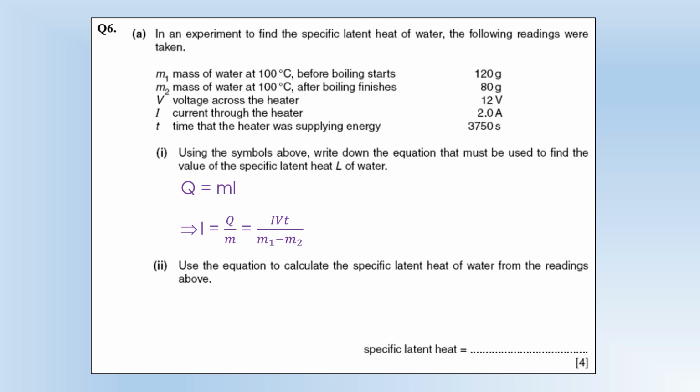Use the equation to calculate the specific latent heat of water from the readings. So we can basically plug our numbers into the equation, and then we get this value, which is going to be in joules per gram, because all the masses were in grams. We could have calculated it in joules per kilogram. If we'd converted, that would be fine too, as long as you give the unit correctly.